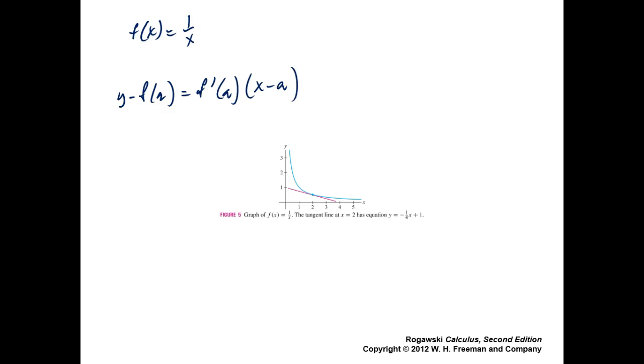They said, sketch the graph, they did it, and the tangent line at x equal 2. So what does that do to this form? y minus... when they say at x equal 2, that's at x equal a. So the a here is 2. So this will be y minus f of 2 is equal to f prime of 2 times x minus 2.